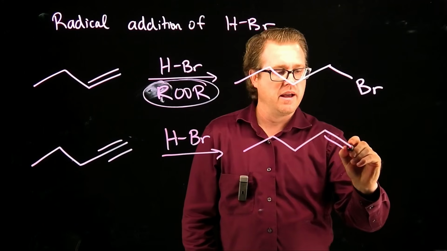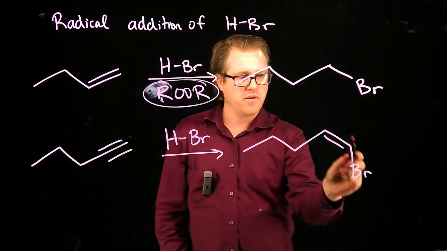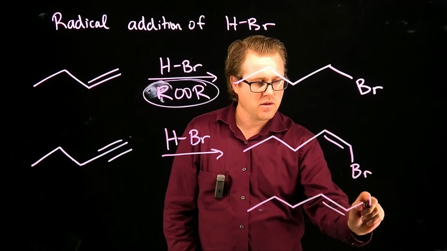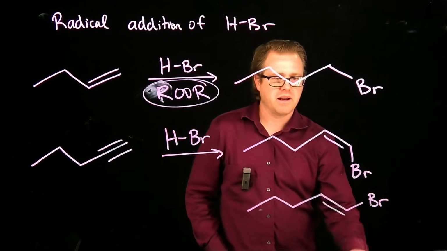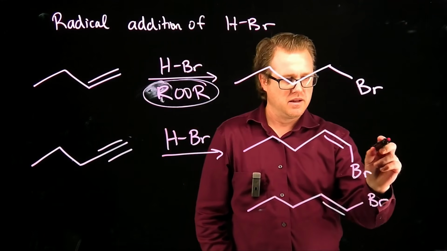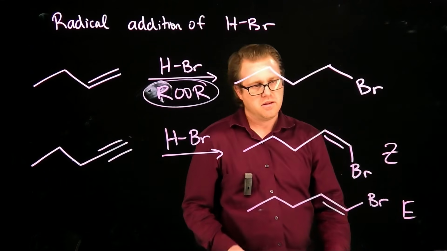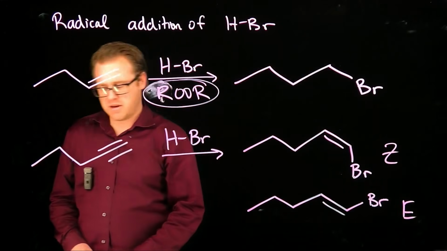We are going to get a mixture 1, 2, 3, 4, 5, like that. We're going to get a mixture of E. So this would be E, and that would be Z, which is pretty slick.